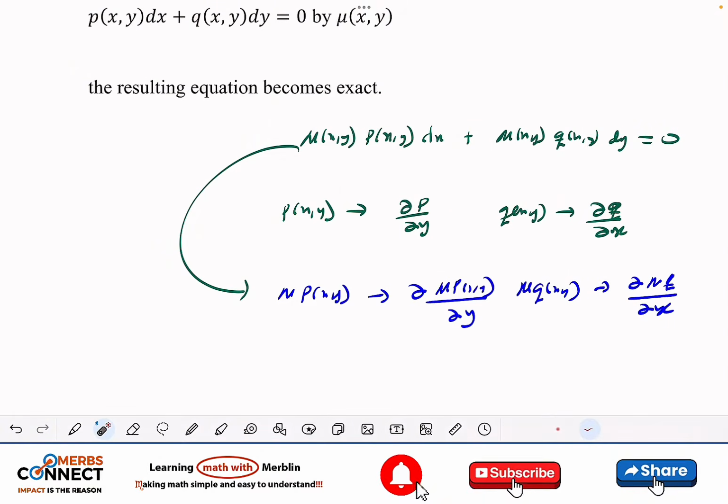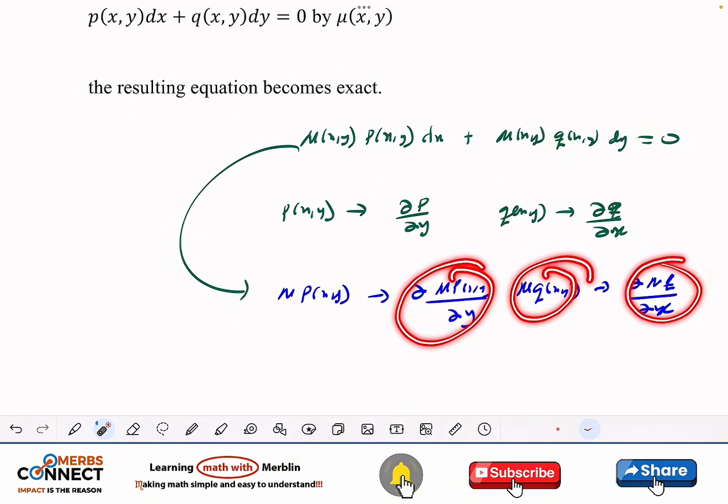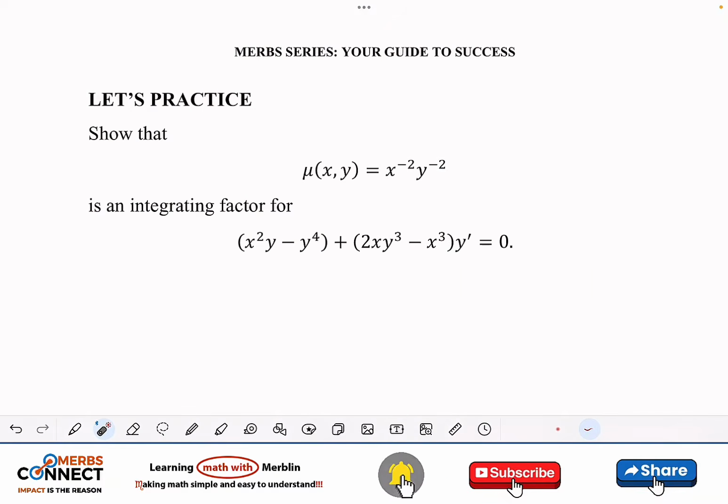So you see that the only difference here is that when the equation is exact without finding an integrating factor, we just have the p, q. But when the equation is not exact and we find the integrating factor, now we have the integrating factor associated with the p, same here, same here, and same here. Right. So now let's take one example, and we want to show that this is indeed the integrating factor of this. When we say this is an integrating factor of this, what we mean is that when I multiply this one to this, the equation will become exact.